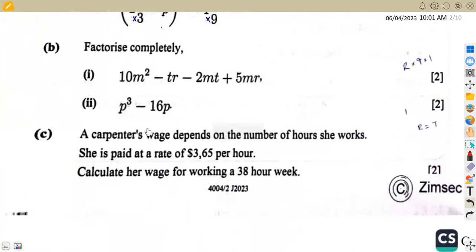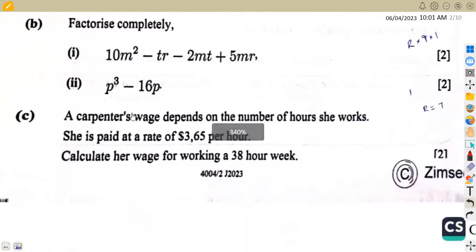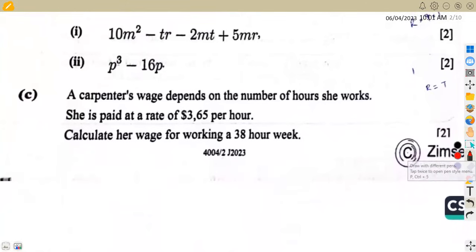On number 3B, we are asked now to factorize completely this given expression. How can we factorize this completely? How is it possible? All right, so this is what we are given here. If you are to check, between the first two terms, there is nothing that is common. Yes, on the last two, we have got something common, but between these two terms, there's nothing common.